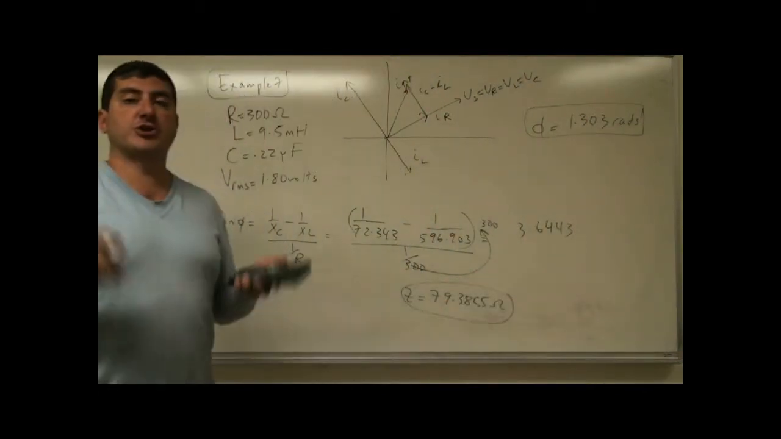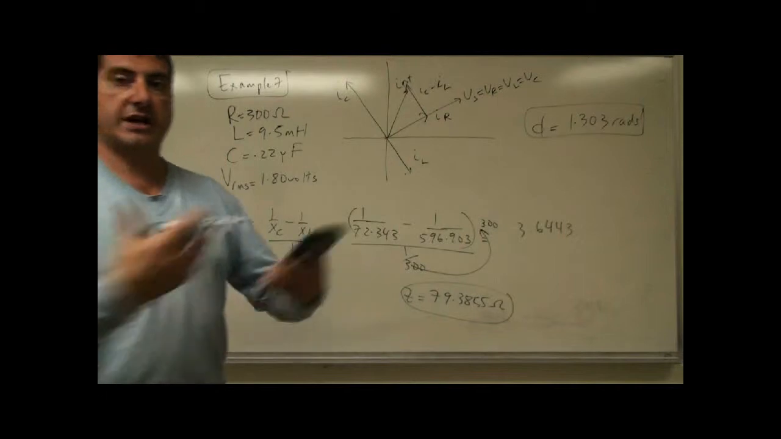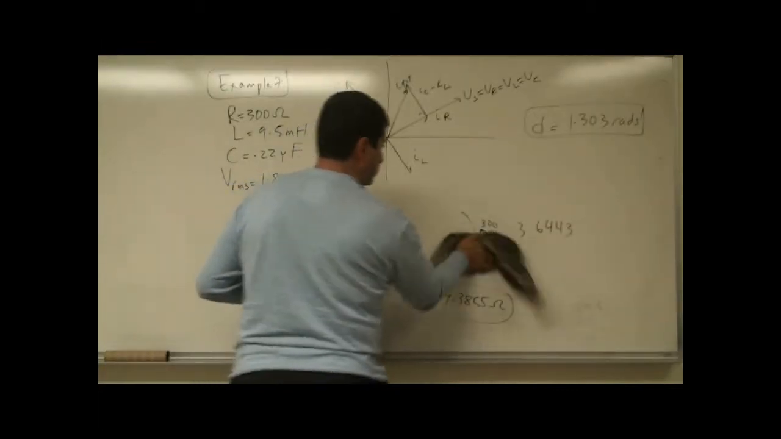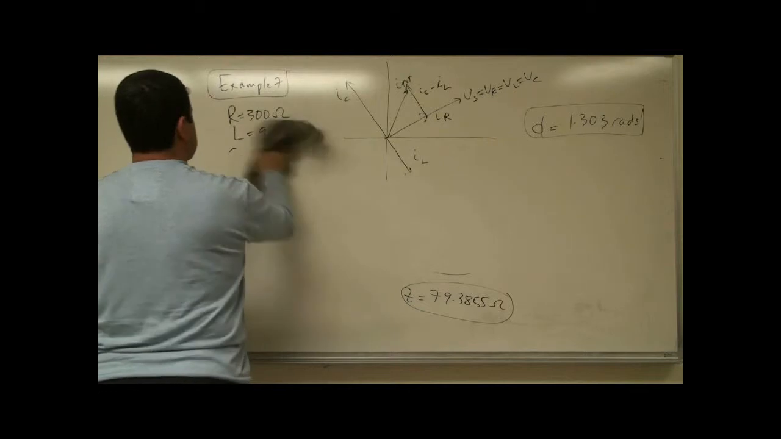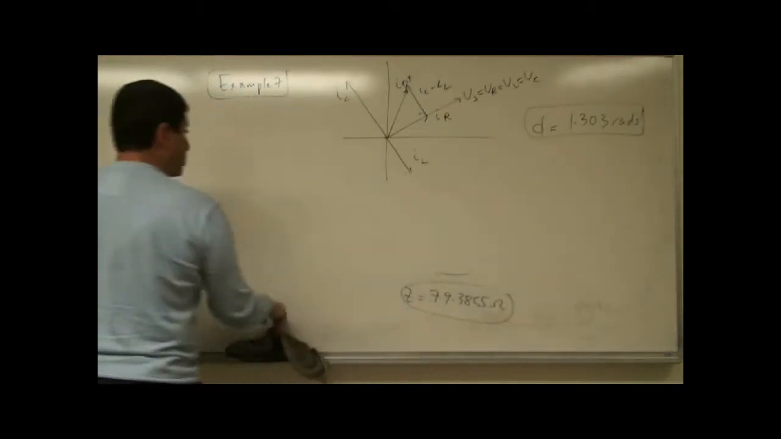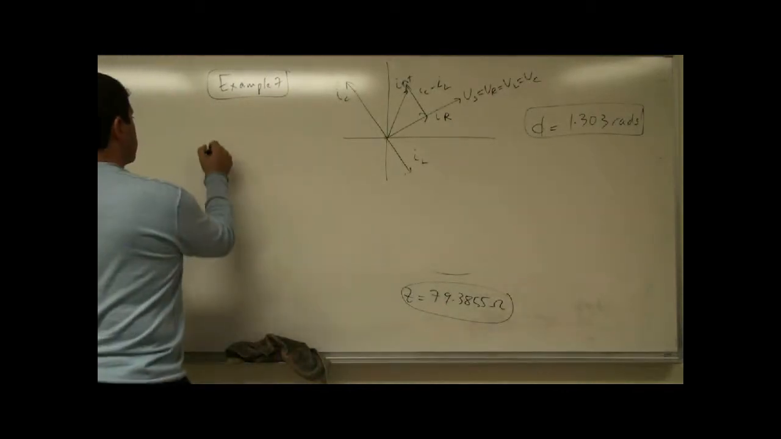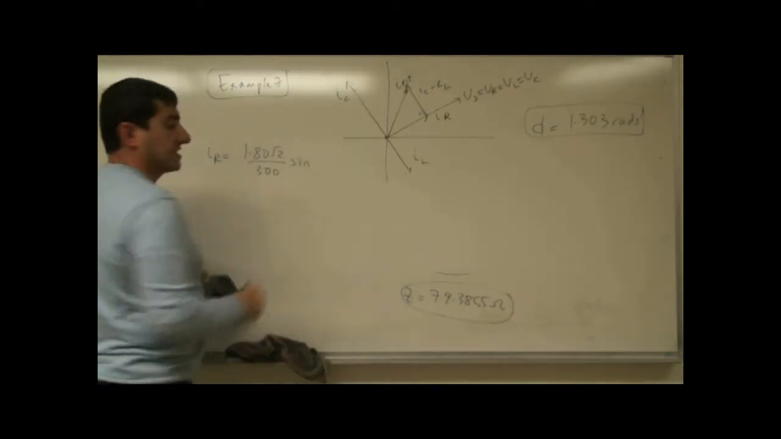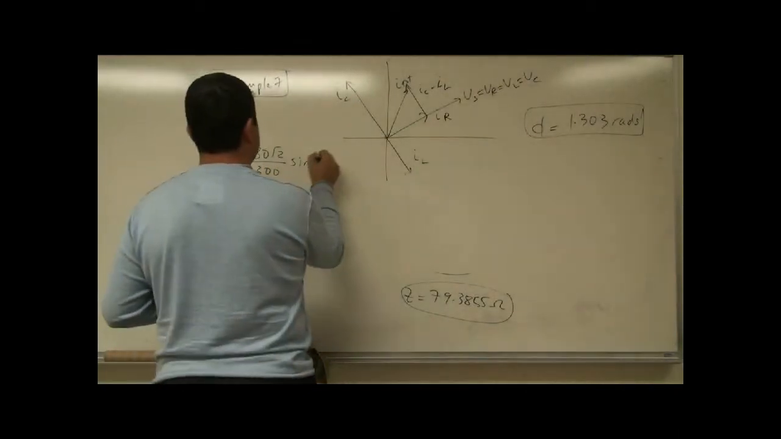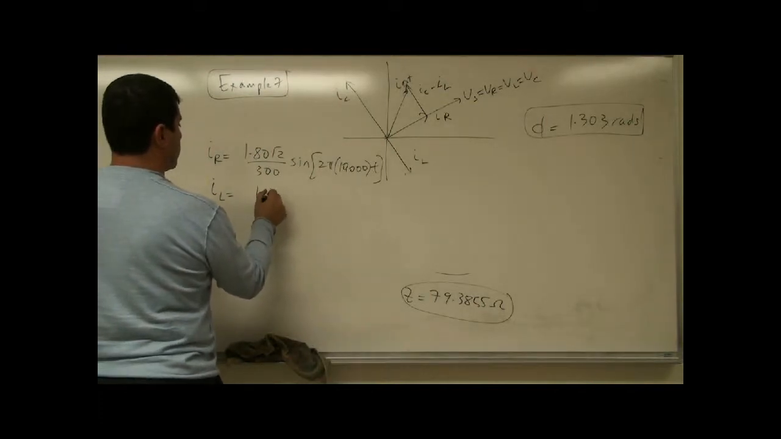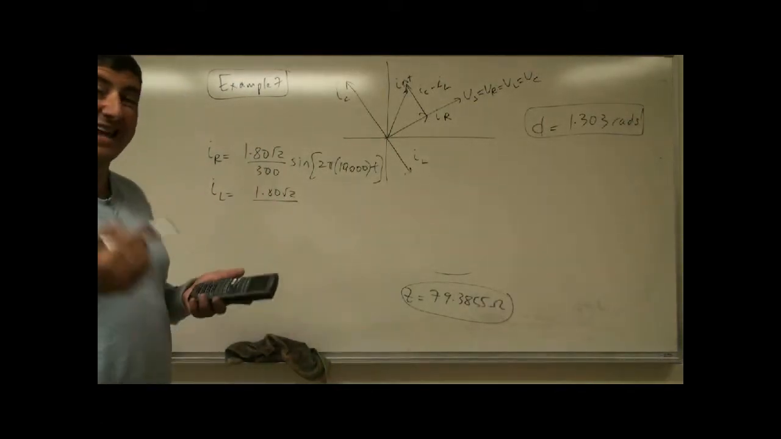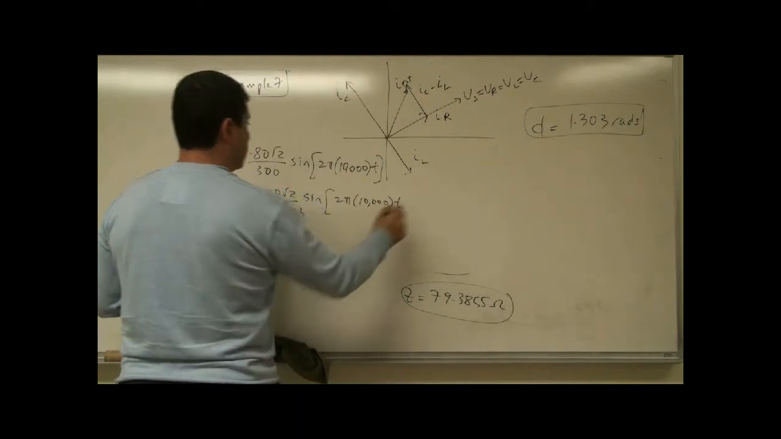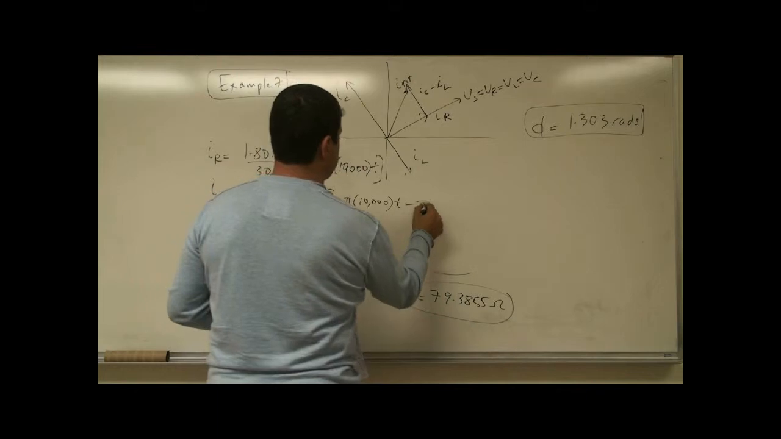So now we can actually write down the equation for the total current in the circuit and the current for each one. So what's the equation for the current in the resistor? The current in the resistor is going to be the voltage of the source, 1.80 radical 2, divided by the resistance. And basically it is in phase with the voltage of the source. So in the inductor, that's going to be 1.80 radical 2 divided by XL, and then sine of 2 pi 10,000 T, and then it's behind the current in the resistor by pi over 2.